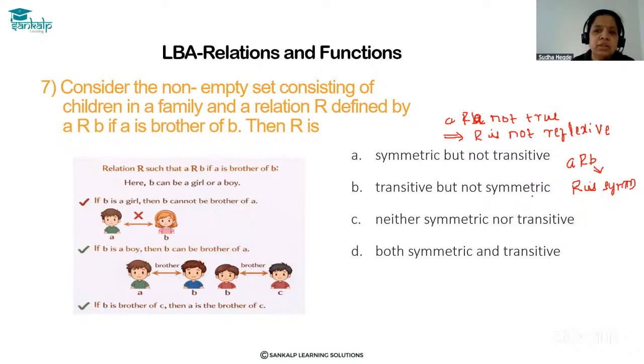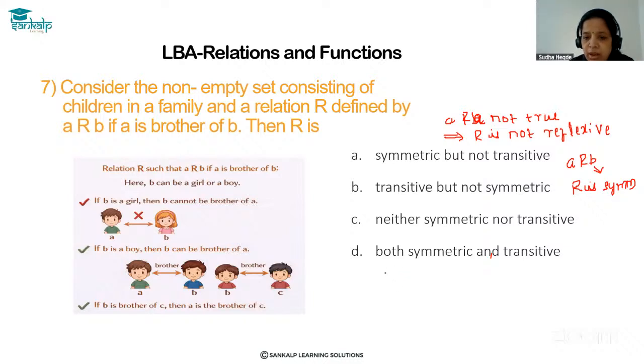R is not symmetric. Okay? If B is a girl, then it is not possible. If B is a boy, then it is possible. So to prove, you have to prove for all cases. Since we cannot prove it, therefore it is not symmetric.